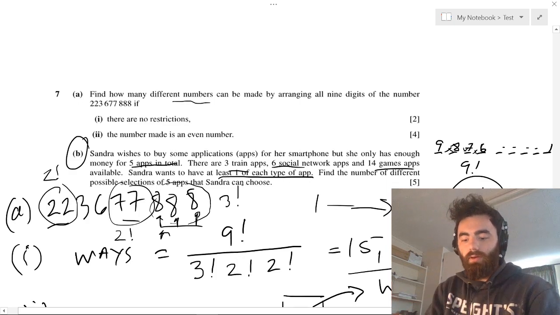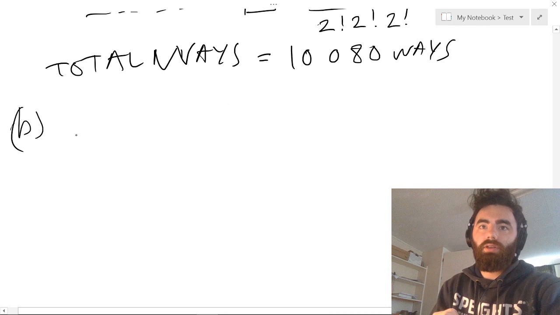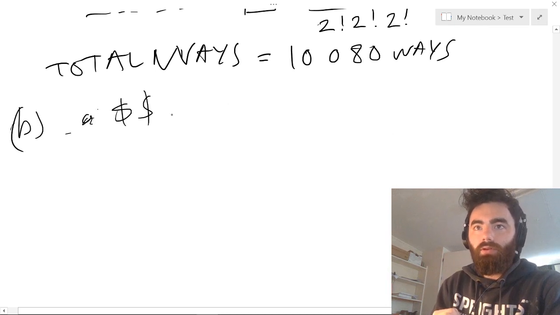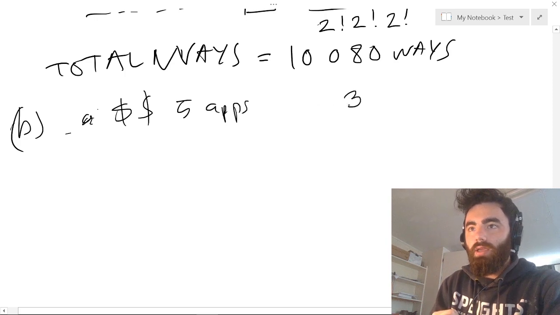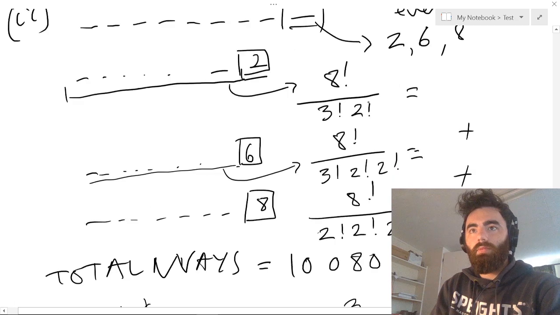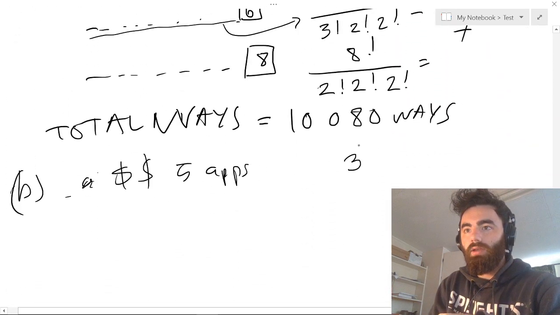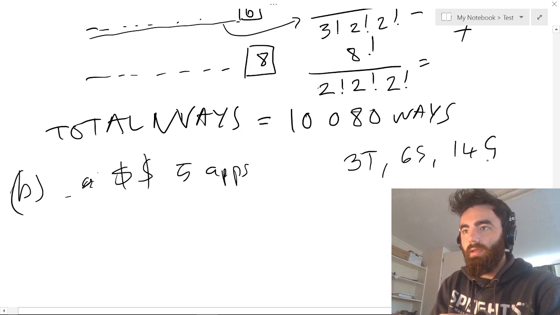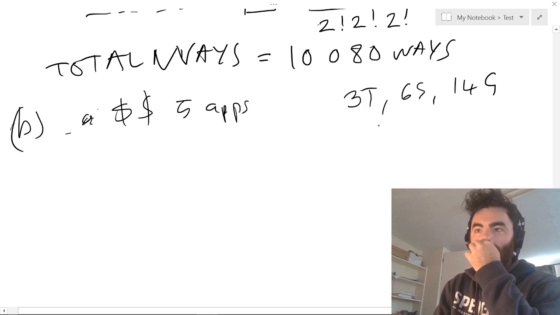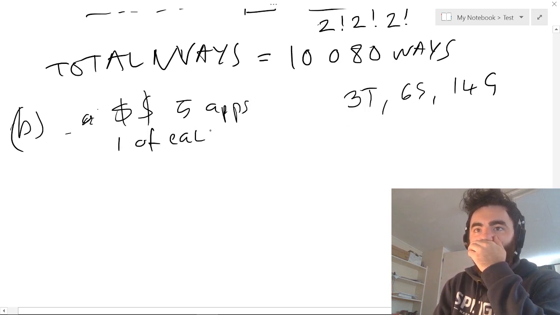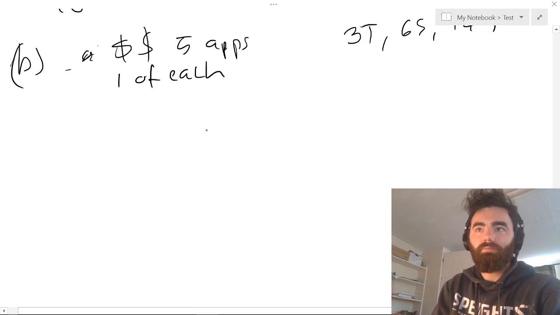Okay. Well, again, she can only get 5 apps. And there were 3 train apps, we'll call it T, 6 social apps, and 14 game apps. And she has to have one of each. Well, how many different ways can she do that?